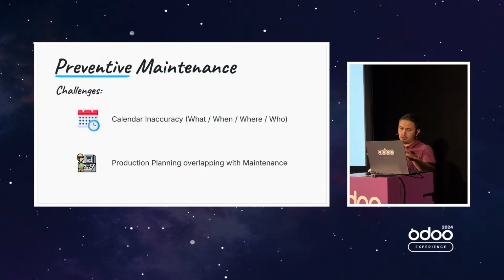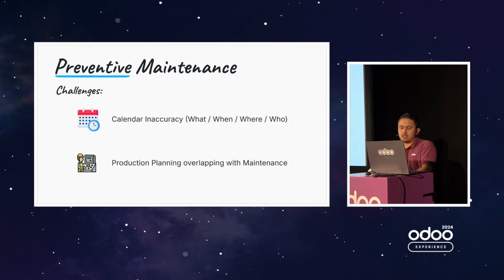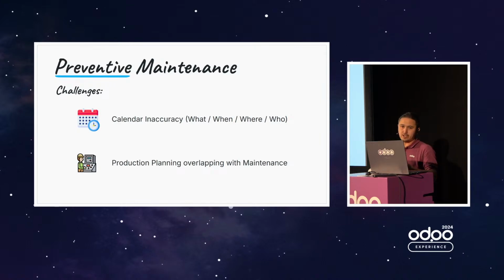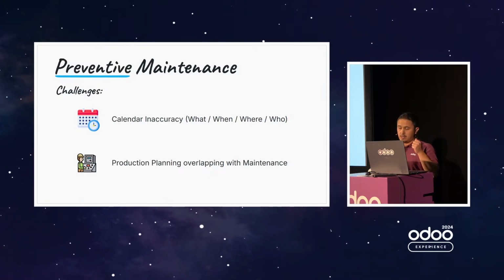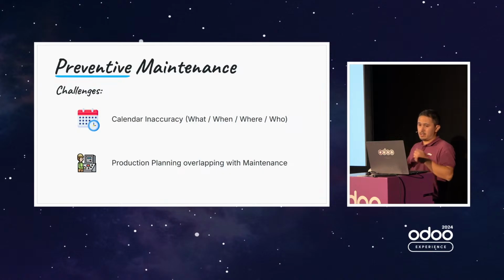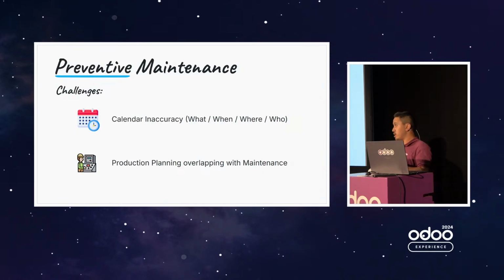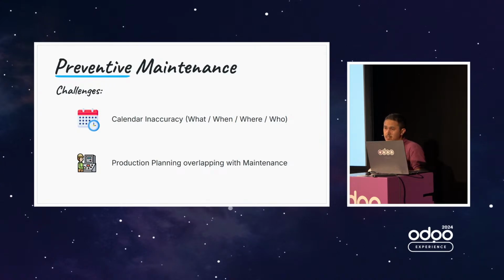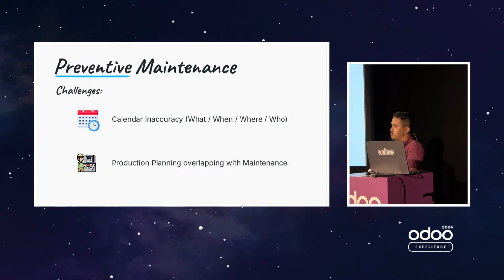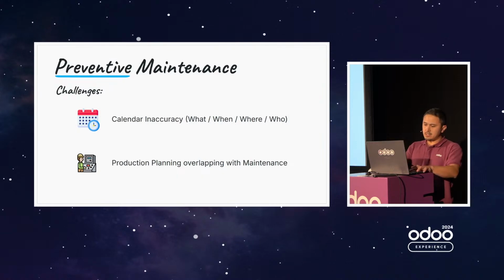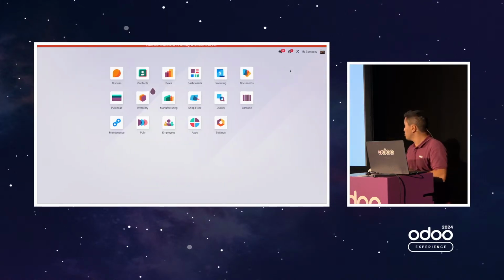And here, just to give you a context, the main challenges of a company trying to have efficient preventive maintenance are a calendar that is very accurate, so they need to know what needs to be maintained, when, where, and by who. And this calendar should not overlap with production planning. So let's see in the database how we can manage this situation.